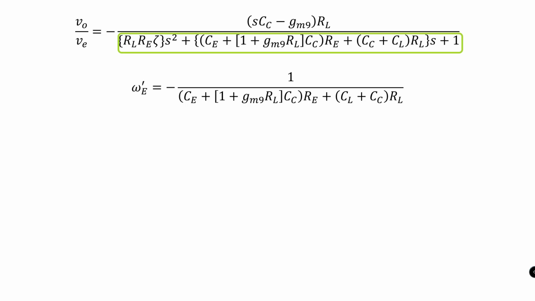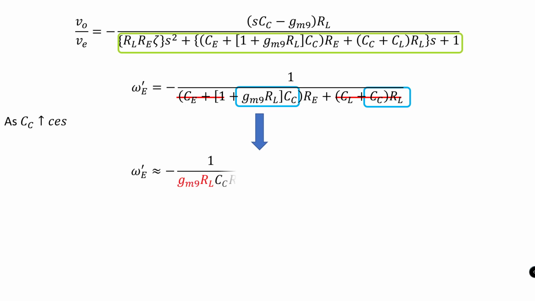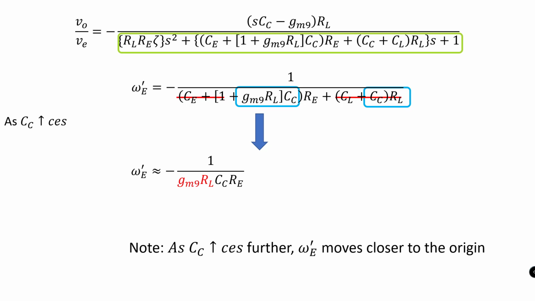Now let's see what happens to the dominant pole when the Miller capacitance value is increased. Clearly, the product of the second stage gain times the Miller capacitance Cc becomes more profound when compared to any other terms, including the Cc times RL term. Due to this, our omega E prime expression simplifies to the gain of the second stage times Cc times Re. Note, as the value of Cc increases further, the omega E prime moves closer to the origin.